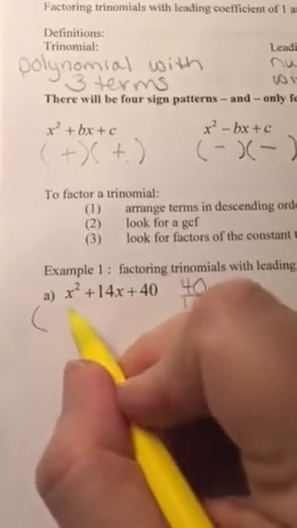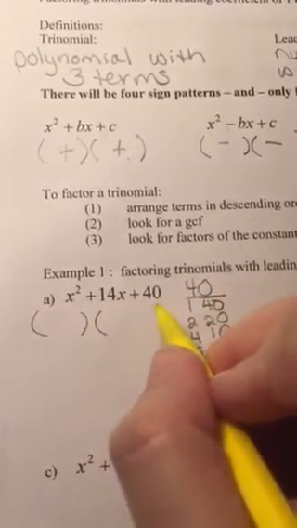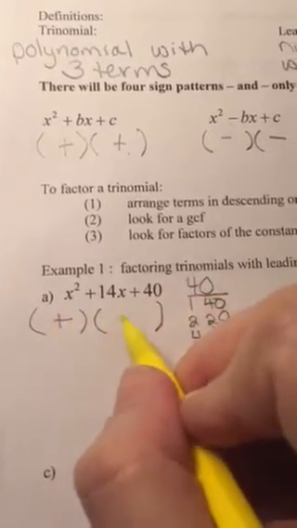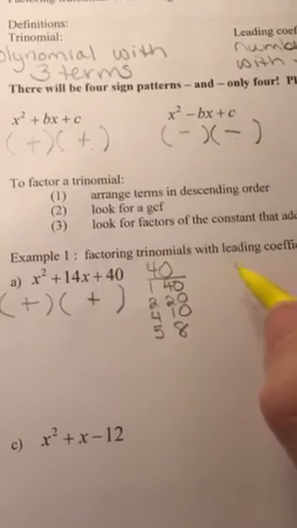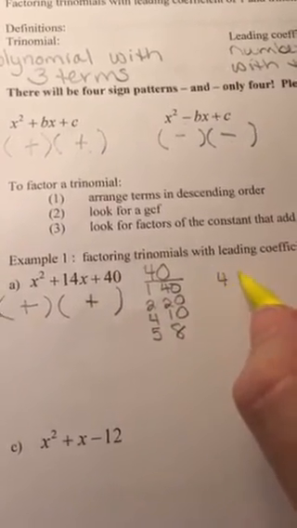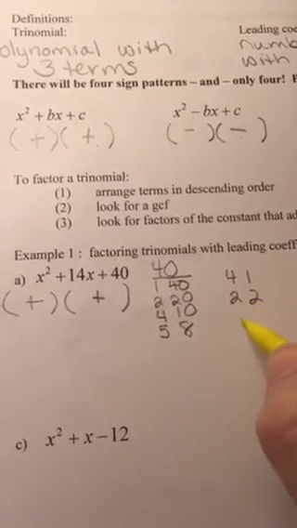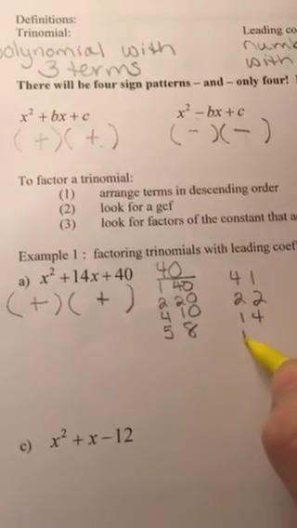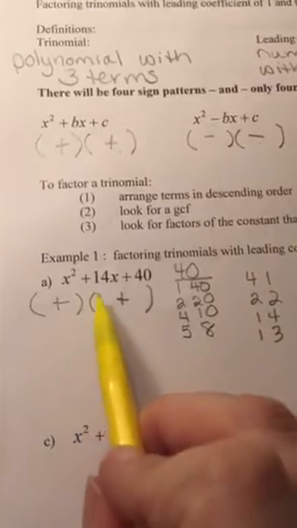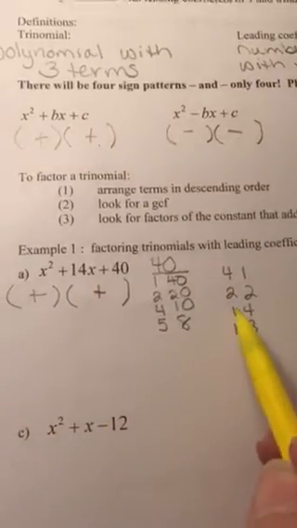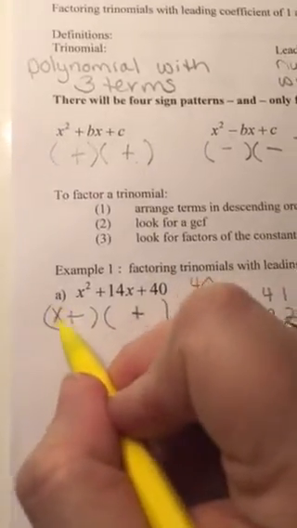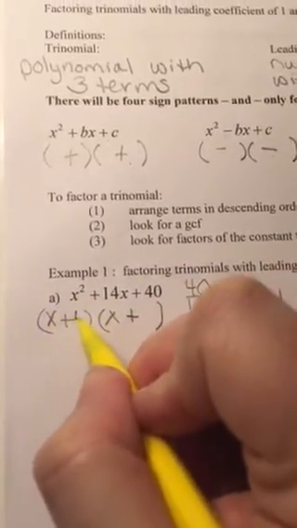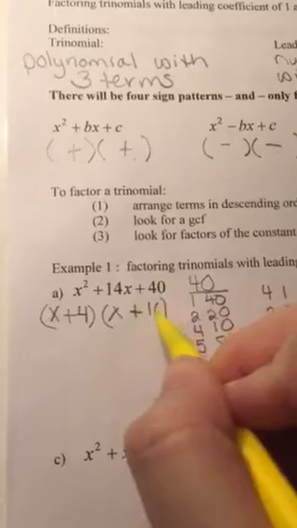And remember we said with our sign patterns that a plus plus would factor into a plus and a plus. Because my signs are the same, I'm going to take the sum of my factors. So that's going to be 41, 22, 14, and 13. Look at your middle term. It's a 14. Here's a 14, so I need to use my 4 and my 10. So I'll put an X here and an X here, and I'll put a 4 here and a 10 here.